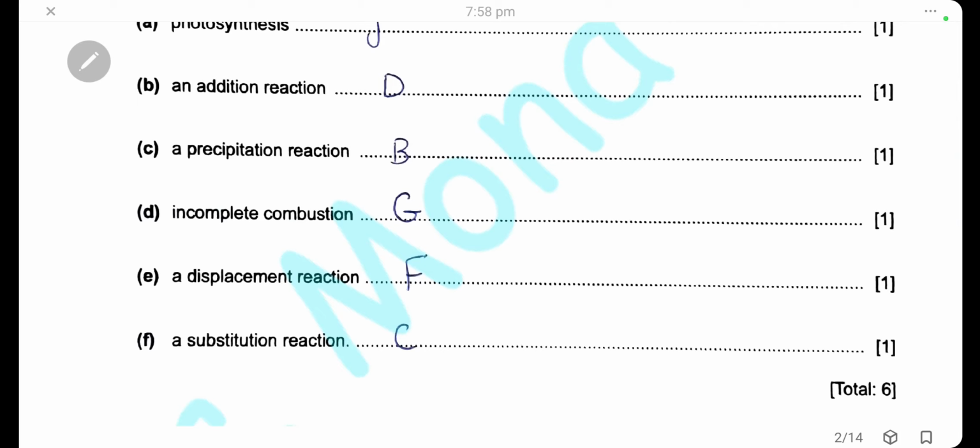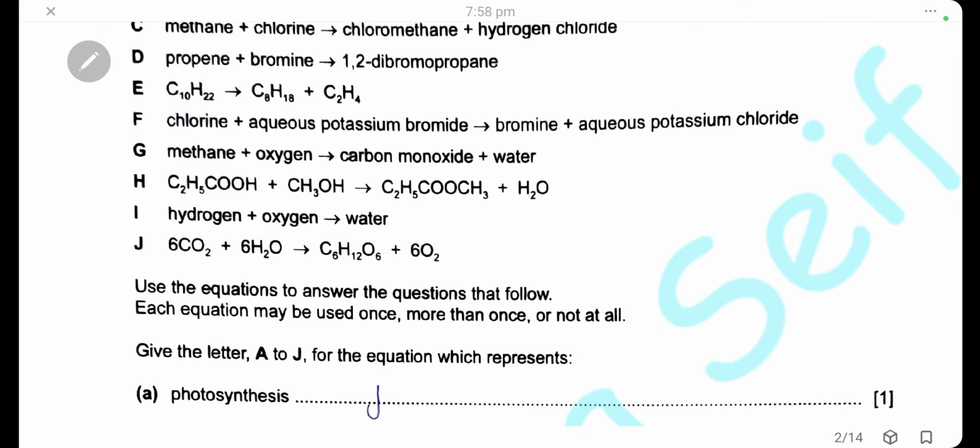Incomplete combustion is a combustion that happens in an insufficient amount of oxygen to produce carbon monoxide and water. So here we have methane burning in an insufficient amount of oxygen to produce carbon monoxide and water, equation G.